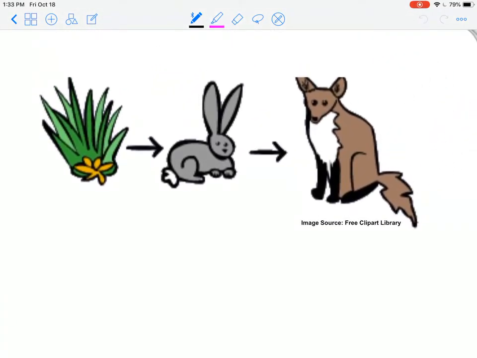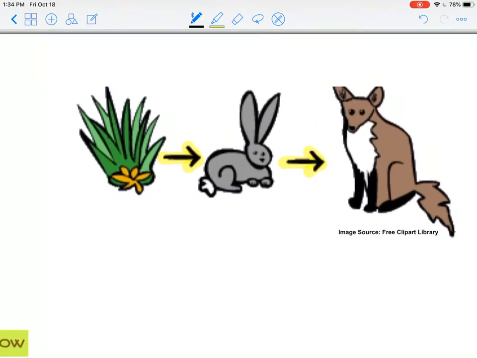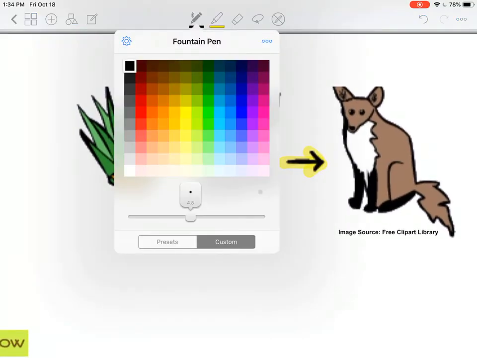So this one is the food chain. It's a very simple food chain. And the image source is the free clip art library. I just went online and looked for free clip art. And as always through this course, I want you to pay attention to the arrows because they show you the direction that your thoughts should follow. So on this one, we have the grass, and the rabbit eats the grass, the fox eats the rabbit, and that's the end of this particular chain. So this is a very simplified food chain.